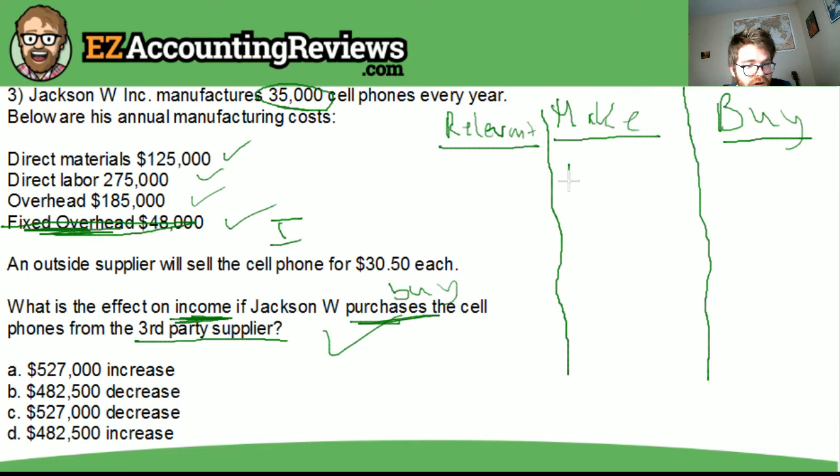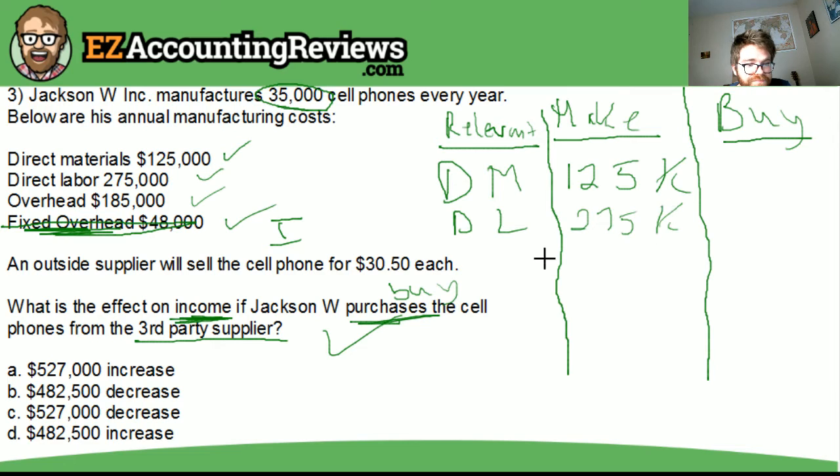So we would put that right under make. I'll put 125K, and that's going to be DM. I do a lot of shorthand. I recommend that as well. It makes things go faster. So DM is 125K. Labor, same thing. If you make it, you have to pay these people to make the product. If you buy it, you don't have to pay them, and they're out of a job. Sucks, but it's how it is. So direct labor is also relevant. So we put a DL here and put 275K.